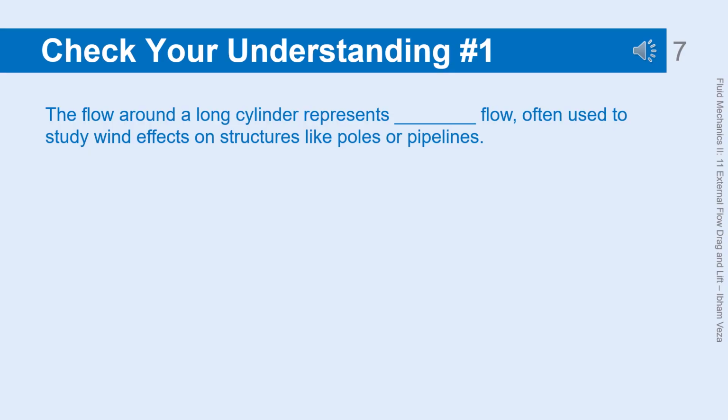Check your understanding 1. This section is used to ensure that the concept of two-dimensional flow is well understood. The long cylinder example shows that the flow can be considered identical along the span-wise direction. With this assumption, the analysis becomes much simpler without losing the main physical meaning. This approach is very common in engineering fluid mechanics. Understanding such idealizations is essential in engineering modeling.